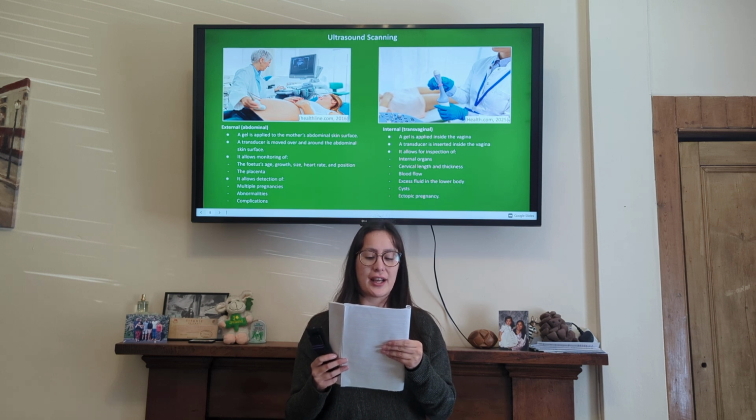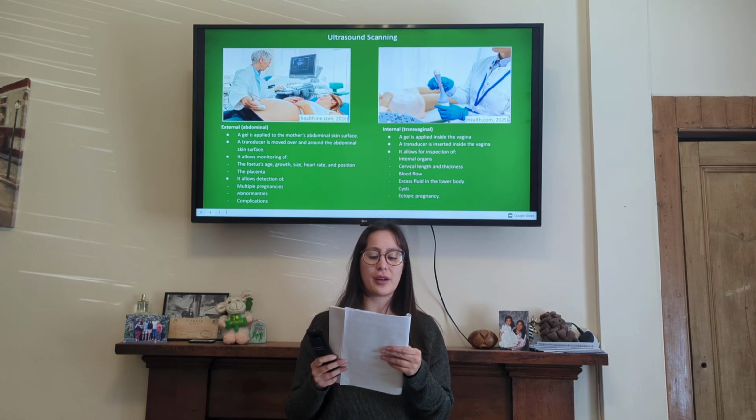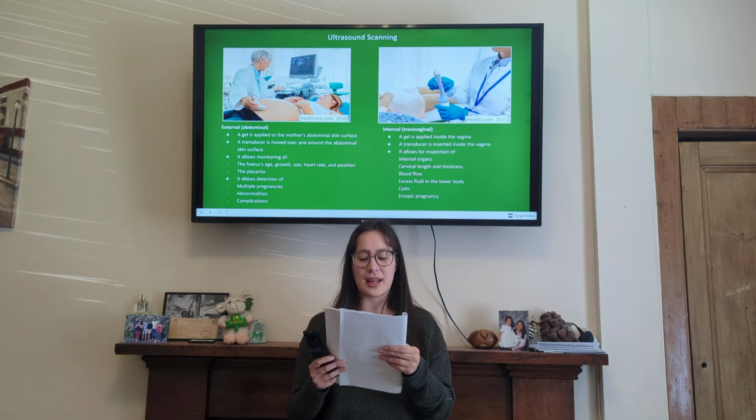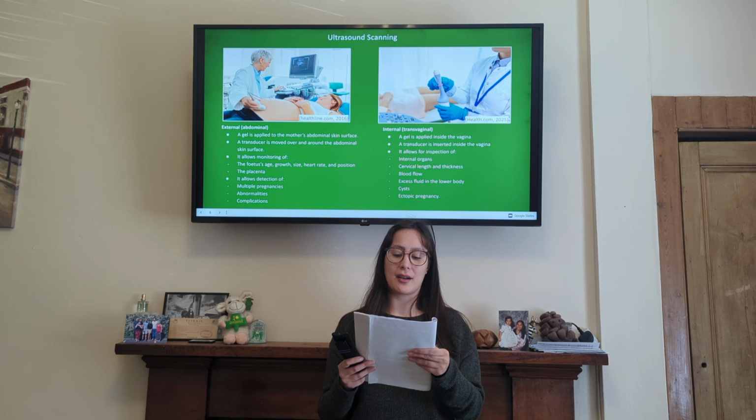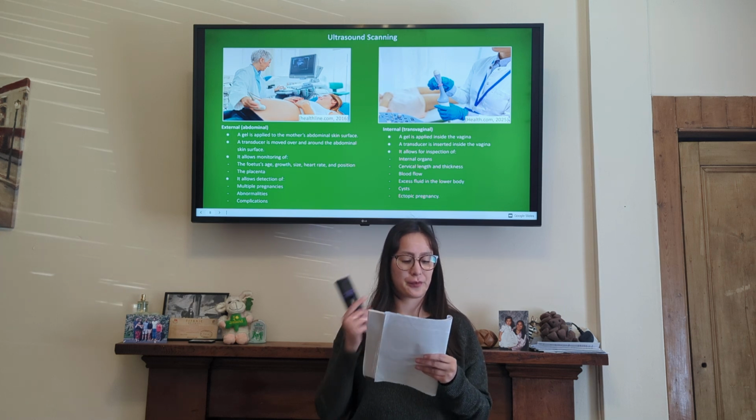During an external scan, a gel is applied to the mother's abdominal skin surface, and a transducer is moved over and around it. It monitors the fetus's age, growth, size, heart rate, and position. It also monitors the placenta, and it can detect multiple pregnancies, abnormalities, and complications.